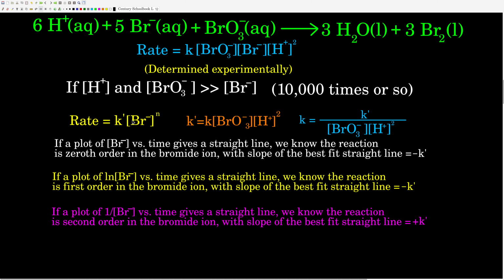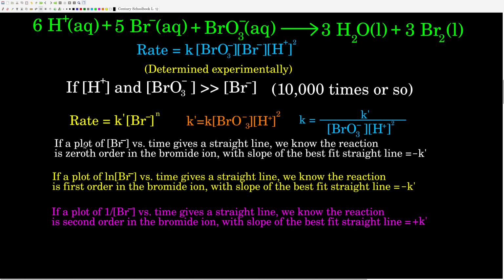Okay, so now this looks a lot simpler, right? Rate is equal to K prime, concentration of bromide to some power, the order, what we're trying to find. Which means if we can get n, and if we can find K prime, then we can rearrange this equation and solve for K, which is what we really care about. So the way we find the order with respect to that one species is in this set of conditions where everything's in excess except the one reactant we're studying.